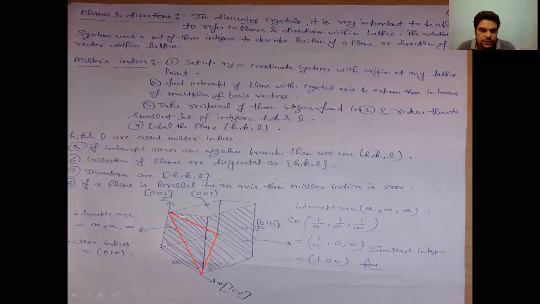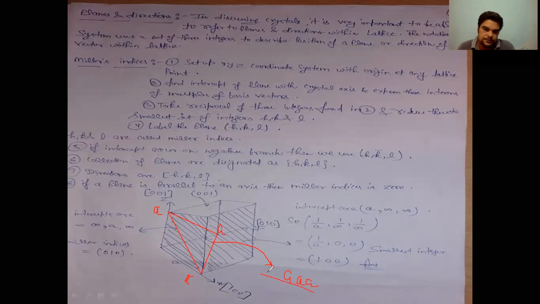So first of all, you need to find the intercepts of the plane. The intercept of the plane with the x-axis is A. This intercept is nothing but A, 0, 0. This is your 0, 0, A. This is your intercept 0, A, 0. This is nothing but also A. So the intercepts of this plane are A, A, and A.